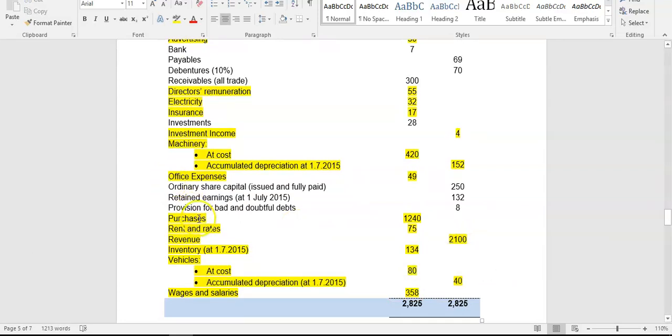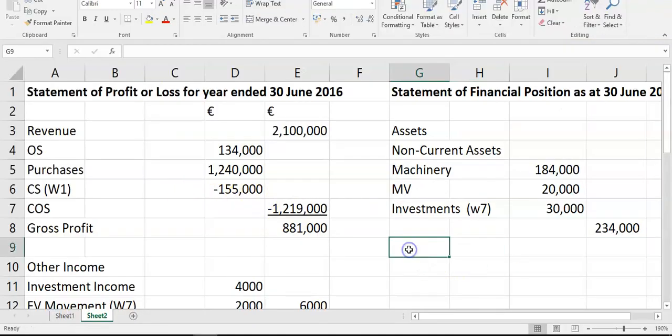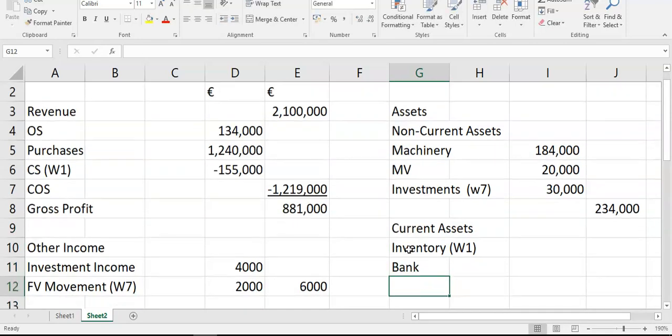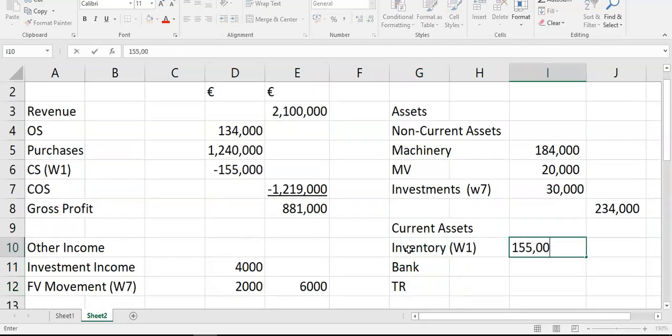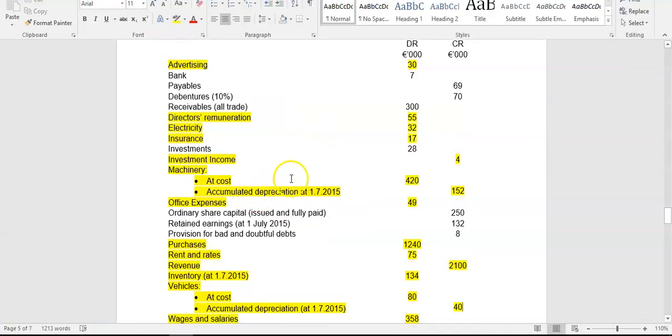So the more you have ticked off, the obvious ones are then left to make it easier to finish off the statement of financial position. You then go to current assets. You have inventory, which is coming from working 1. You're going to have bank, and you're going to have trade receivables. Inventory is 155,000. We have that from our initial journal entry up here. Debit current assets, 155.